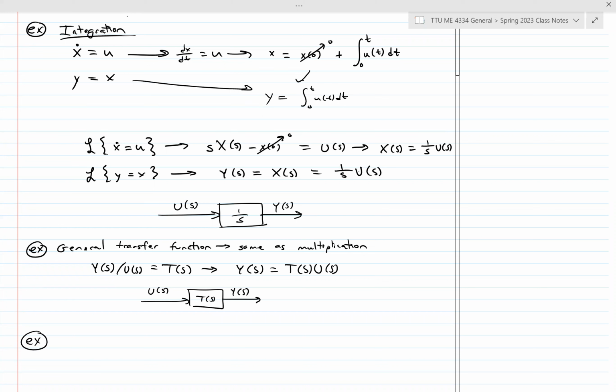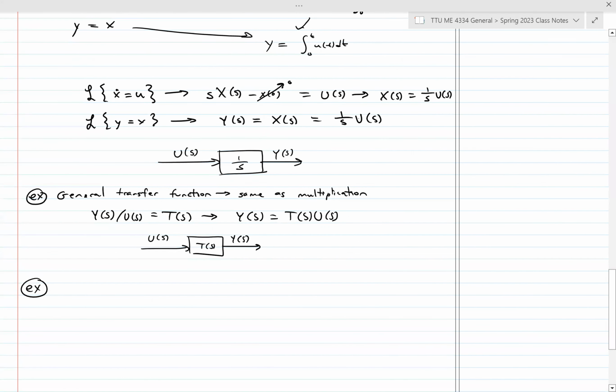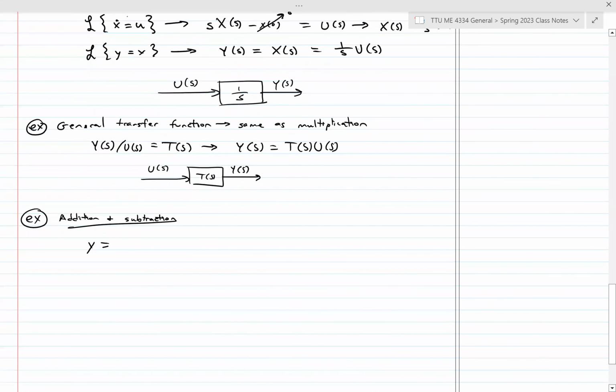Okay, so multiplication and transfer functions behave the same way. Integration is a form of multiplication. Same thing with derivatives, because those are just s and 1 over s, or 1 over s and s respectively, in our Laplace transforms. Okay, what about addition and subtraction? So let's say y, again a function of time, is -8 u1, also a function of time, minus 9 u2 plus 7 u3. And I want to get a block diagram for this system.